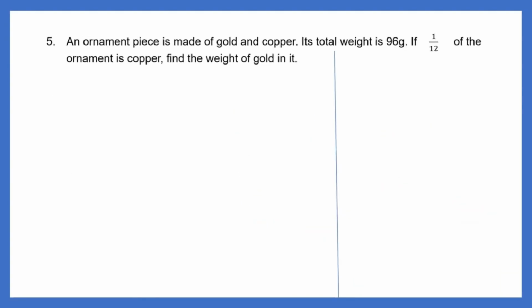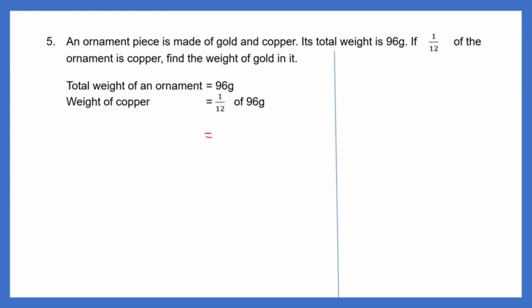Question 5. An ornament piece is made of gold and copper. Ornament, isn't it jewelry which women generally wear? An ornament piece is made of two metals, gold and copper. But the total weight of the ornament is 96 grams. If 1/12 of the ornament is copper, we need to find the weight of gold in it. Okay, so total weight of an ornament is 96 grams. From that, the weight of copper is 1/12 of 96. So let's find in grams what the weight of copper is.